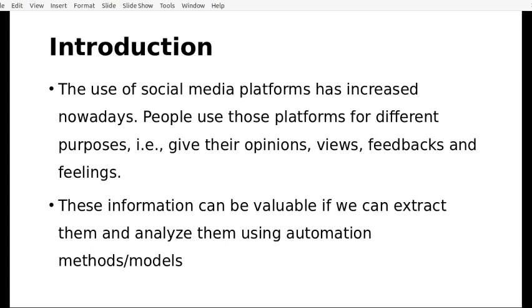nowadays we know that due to the evolution of the internet, many people use social media platforms to express their opinions, their views, their feedback on different services and products that they use, and they are also free to give out their feelings toward certain things in their environment and in their society. As researchers, this information can be valuable if we can extract it and do analysis using automation methods.